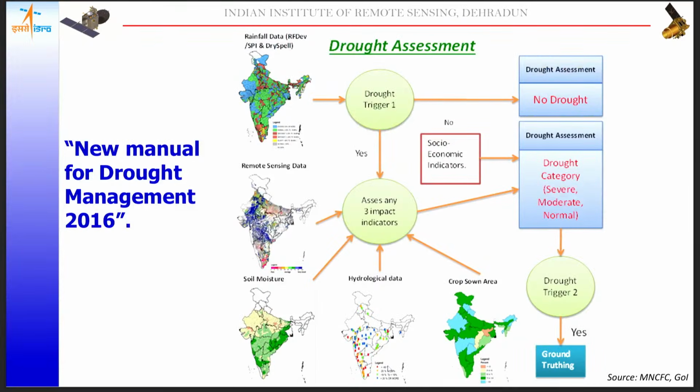So this is the overall methodology flow chart. It is mentioned in the particular slide, which is defined in detail in the new Manual for Drought Management, published in 2016. The Ministry of Agriculture and Farmers Welfare published this manual with the support of MNCFC, and they define how we can proceed in agriculture assessment with respect to rainfall data sets and further remote sensing based inputs. Based on that, they define drought trigger 1, and if the condition is set up, then what is the situation of drought trigger 2, and if the drought trigger 2 condition is set up, then the further step 3, on the basis of which you can finalize the determination of the drought in any specific area.